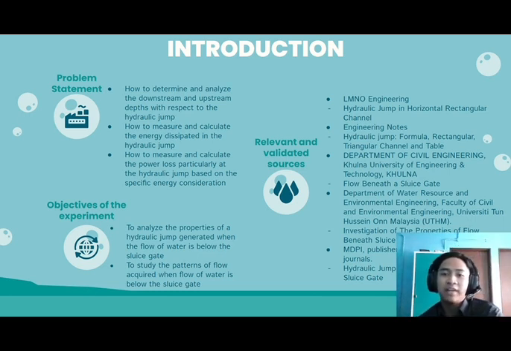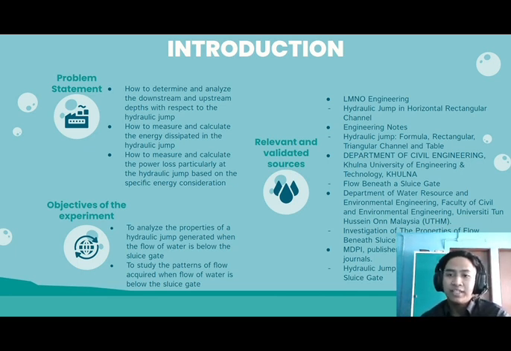So, in order to overcome the problem statement and to achieve the objective of the experiment, we have utilized some relevant and validated sources in order to conduct this experiment and also to analyze the findings of this experiment. The LMNO Engineering has been utilized in order to understand the hydraulic jump in horizontal rectangular channel. The Engineering Notes has been utilized in order to understand the hydraulic jump formula, hydraulic jump for rectangular and triangular channel, and also the hydraulic jump table.